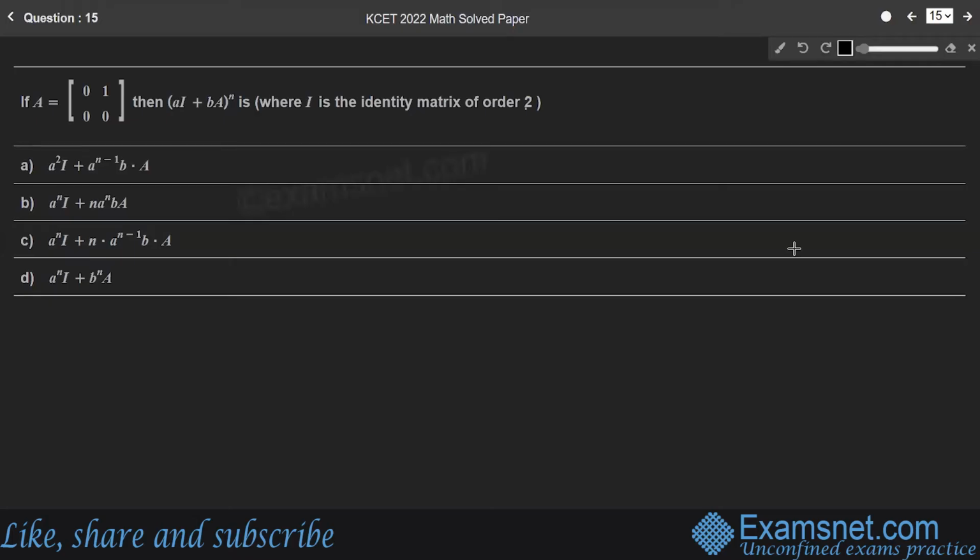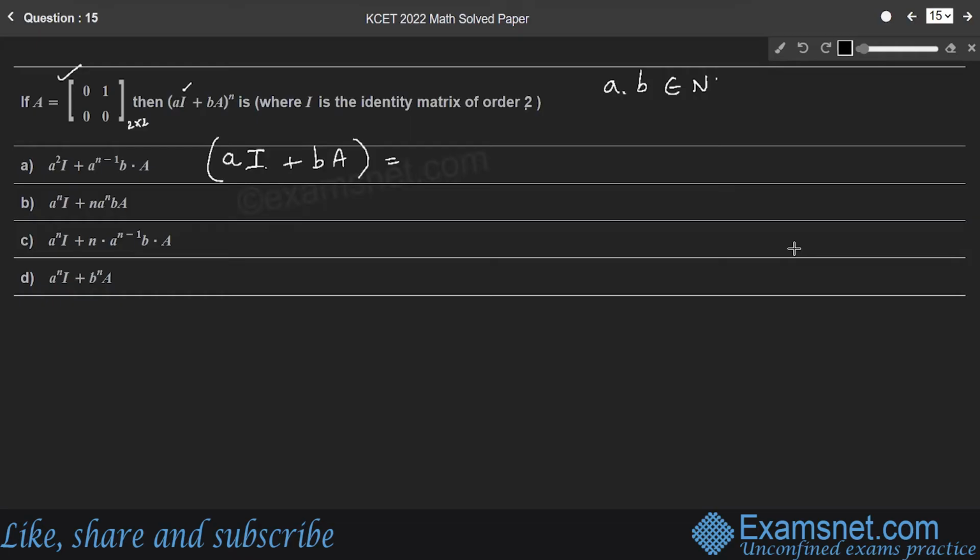Question 15. If matrix A is a 2 by 2 matrix whose elements are 0, 1, 0, 0, then (aI plus bA) raised to n is, where I is the identity matrix. So we'll consider aI. Here a and b are natural numbers, so we have to keep this in our mind. So a and b belong to the set of natural numbers. We'll consider aI plus bA.